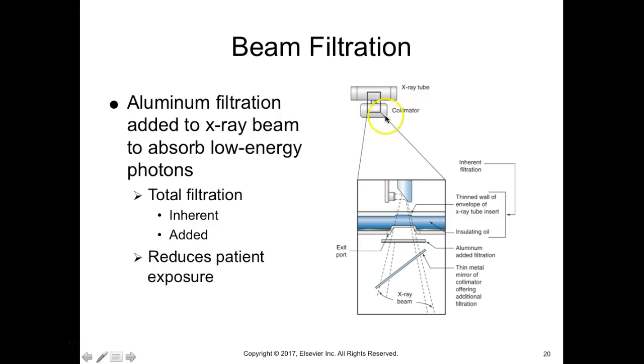So here within the X-ray tube, you have the collimator. We're going to blow it up. And you can see here we have the oil. That's going to absorb some of the lower energy. We have an aluminum filter. And we have a mirror. Altogether, the filtration is used to reduce patient dose.